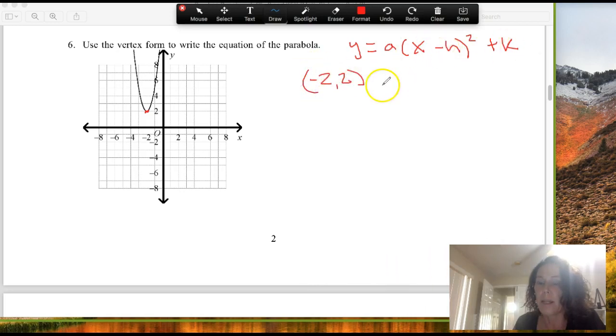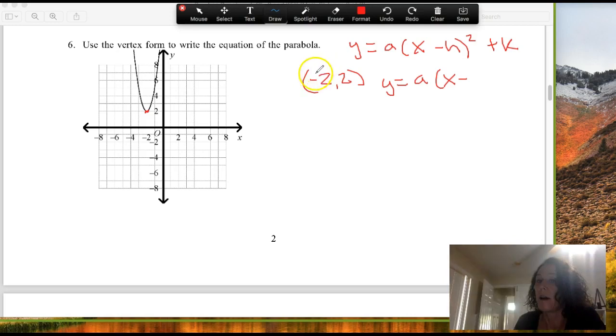I'm going to plug that in here. It's going to look like this. y equals some value a times x minus the x value of my vertex. So minus -2 makes a +2, squared, plus my k value, which is 2. So now I've written this, but I still need to figure out this. Does it stretch or shrink? I don't know. Well, I can figure that out by picking any value on this graph and plugging it in for x and y. That will allow me to find a.